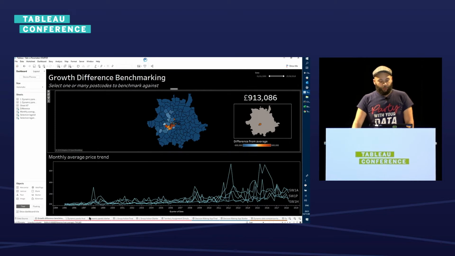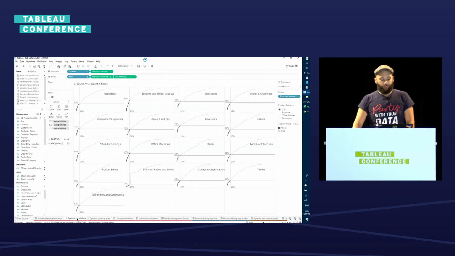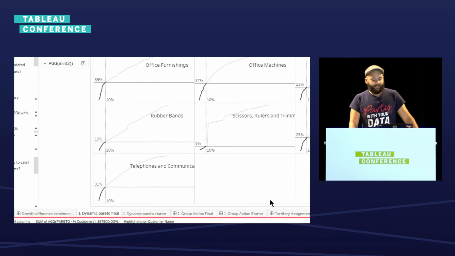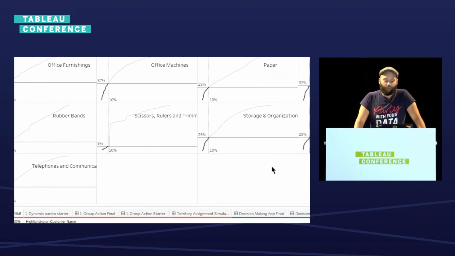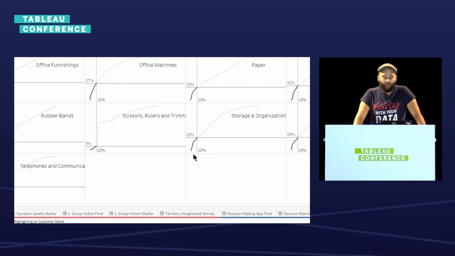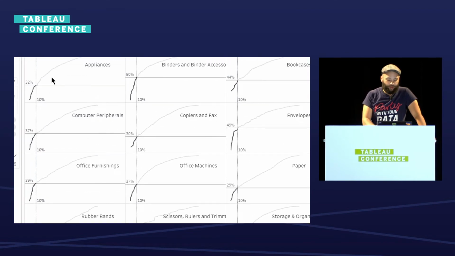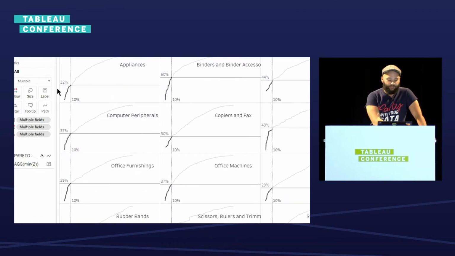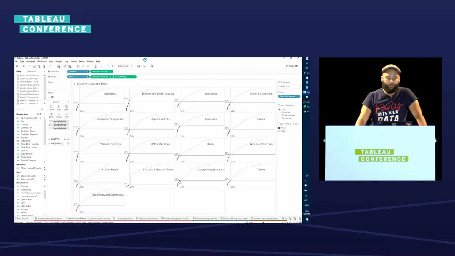Okay, so I want to start with a Pareto example. In this example, I've created Pareto charts showing me the percentage of customers for the percentage of sales. As I go right, I see the percent of customers. As I go up, I see the percent of sales. And this is divided as small multiples for all my individual product categories. This allows me to easily see shapes and overall patterns in the data.